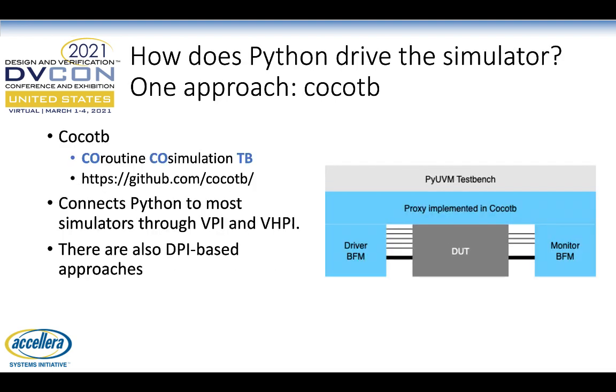So you might ask, how do you connect Python to a simulator? Well, Python connects to C, and simulators connect to C in many ways. There's the VPI and the VHPI and the DPI. In this case, we're going to use an open source project called CocoTB that will connect to the simulator through the VPI and the VHPI, and we're going to use it to create the proxy with its functions, and then we're going to use it to create drivers and monitors.